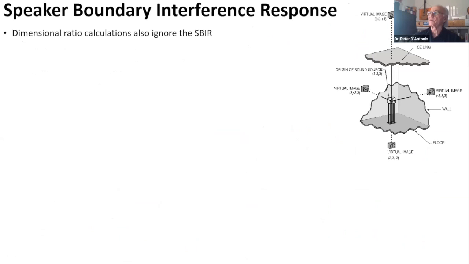Another parameter that is not considered in the simple prediction is what we call the speaker boundary interference response. And it is essentially comb filtering at very low frequencies. And you can see it in this illustration. If you have a single physical loudspeaker, reflections from the boundaries can be simulated by these virtual sources that you see. So if you buy one speaker, you get four speakers for free, such a deal.